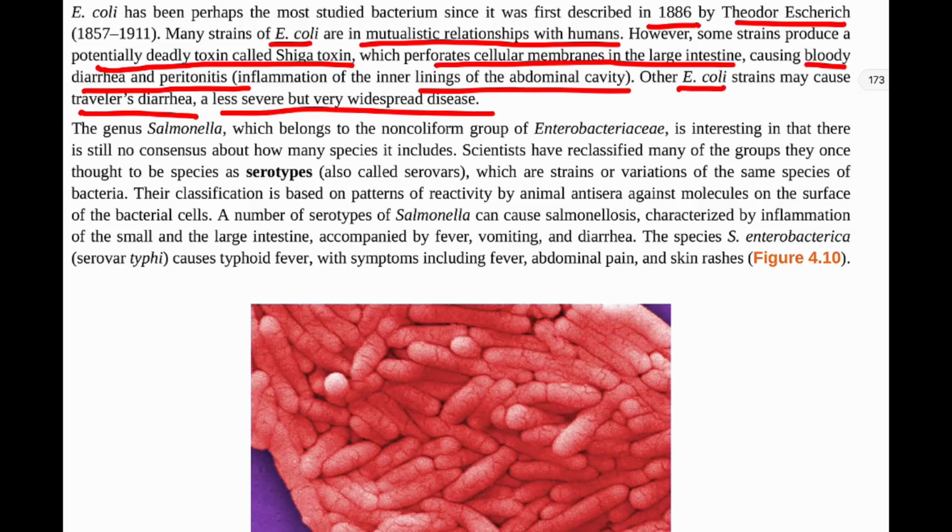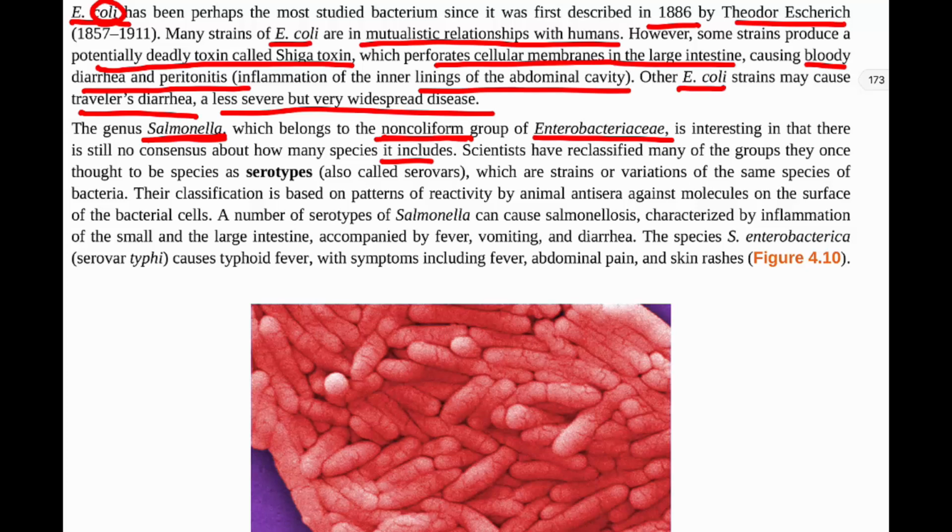The genus Salmonella belongs to the non-coliform group. So remember, E. coli, kind of easy to remember, coli is coliform. Salmonella, now we're talking about a non-coliform group of Enterobacteriaceae, is interesting in that there's still no consensus about how many species it includes. In the Salmonella group, we do know a lot about several Salmonella species. However, they're not entirely sure. They're still trying to categorize them, basically.